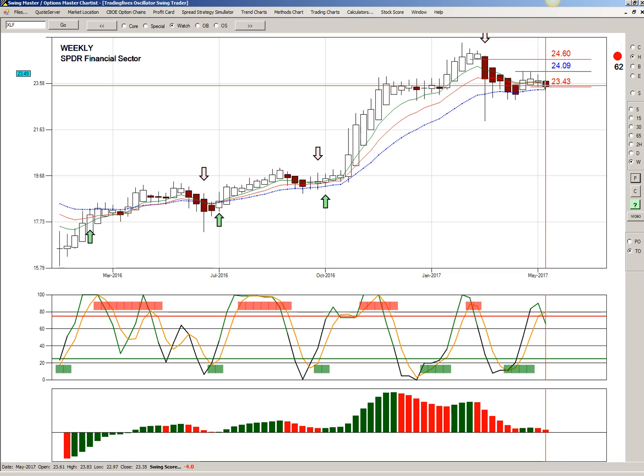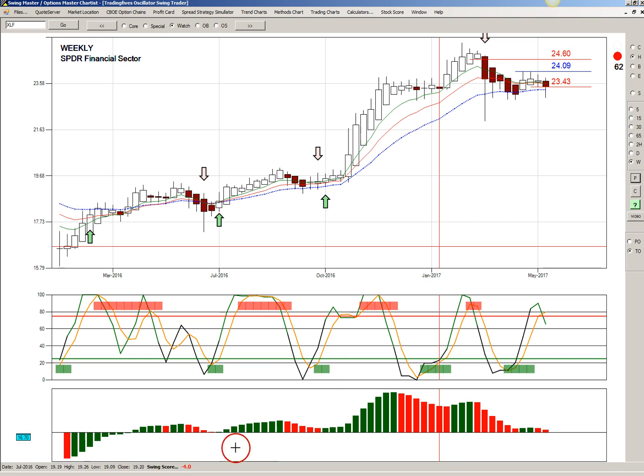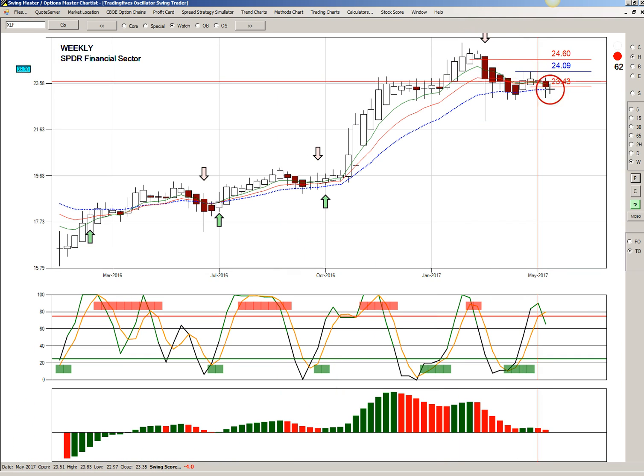There's two ways to do this: either a close below the signal price or a close below the prior bar. In this case, because the close for XLF for the week ending on the 19th was 23.35, and you can see that down in the left corner there, we've had a continuation sell signal in XLF.